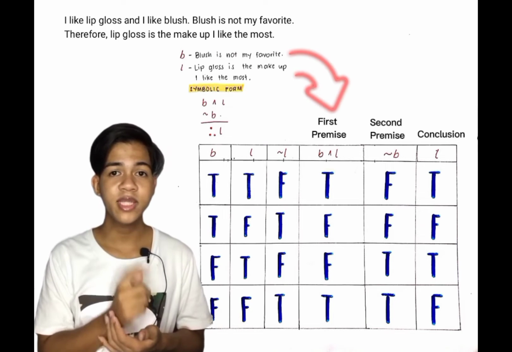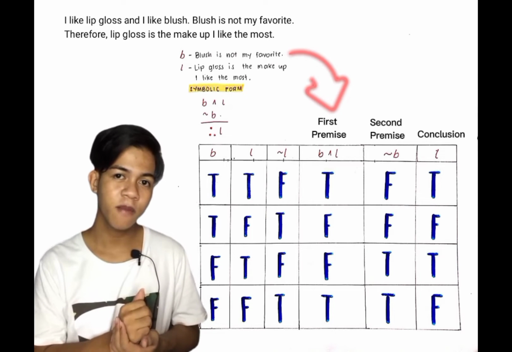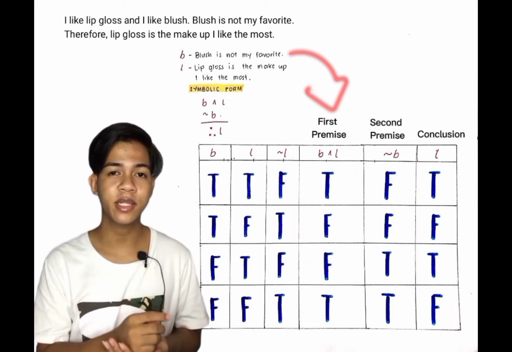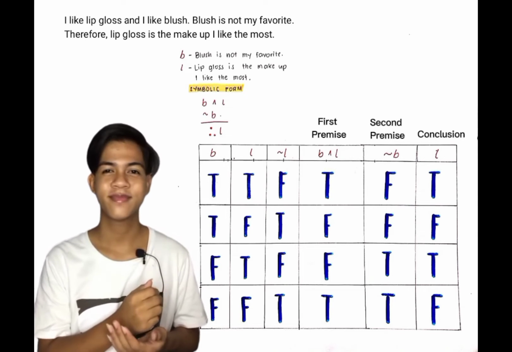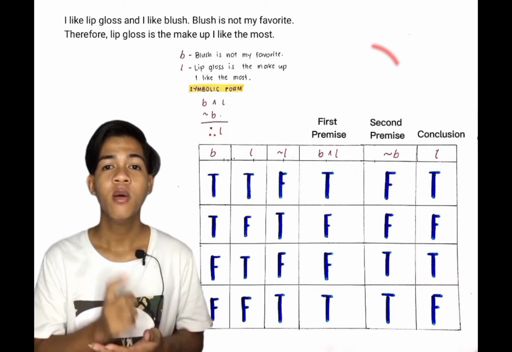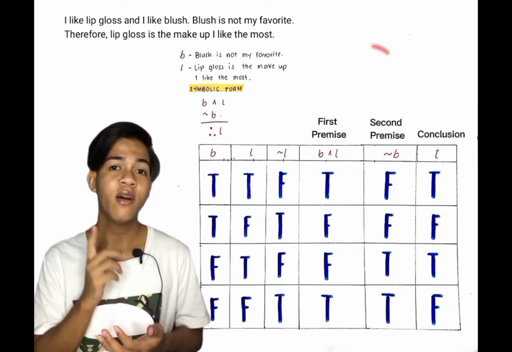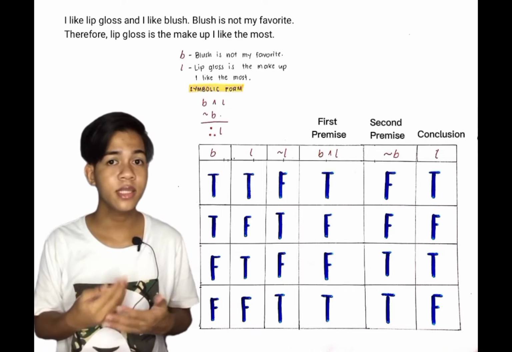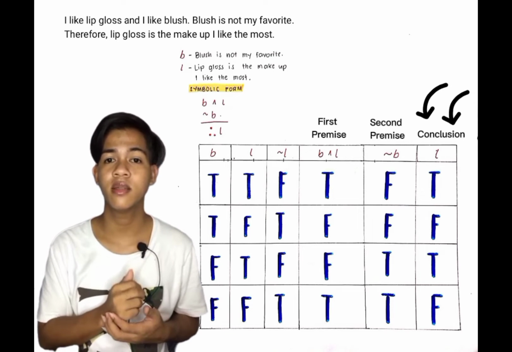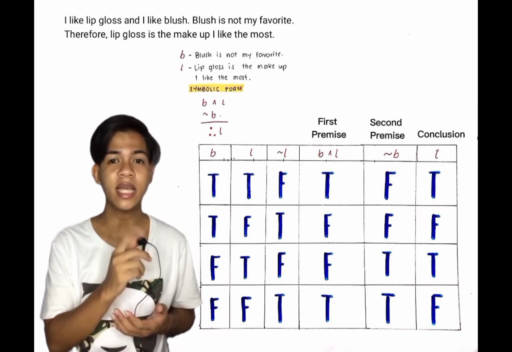The next column is the first premise, which is the result from the conjunction of B and L column that gives us the answer TFFT. And its neighboring column is the second premise, which is an opposite of the column for statement B. The last is the conclusion column that apparently shows us the TFTF, which is only copied from the second column.